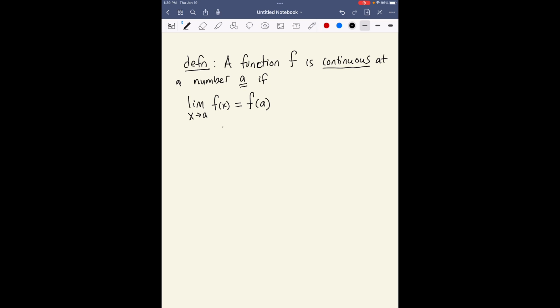Okay, so let's take a minute and think about what that's saying. The very first thing that must be true for this definition to hold is that the function has to be defined at a. So in other words, a must be in the domain of my function. So I'm just going to write that down as 1. a is in the domain of f. So in other words, f of a is defined.